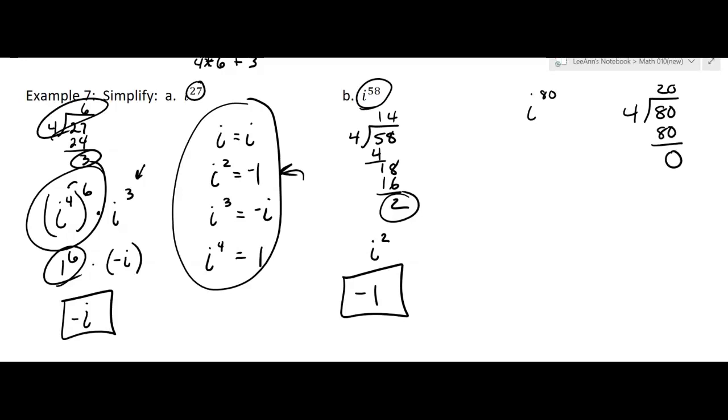And there's no remainder. So what is i to the 0? Well, you can think about your pattern here, but anything to the 0 power is 1. So it's still going to be 1. Okay, so just in case you were wondering, that's what's happening, in case that comes up.